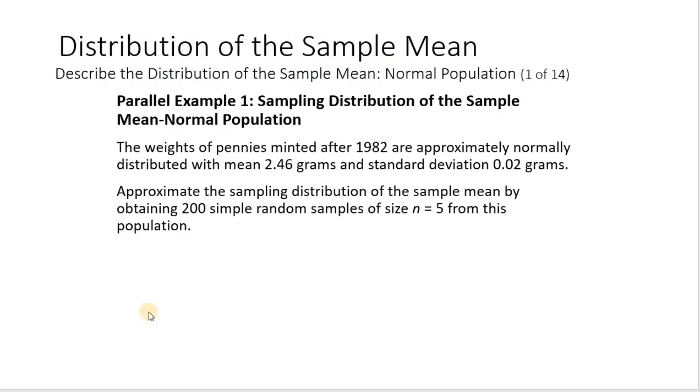Let's say we have this specific example. The weights of pennies minted after 1982 are approximately normally distributed with a mean of 2.46 grams and a standard deviation of 0.02 grams. Approximate the sampling distribution of the sample mean by obtaining 200 simple random samples of size n equals 5 pennies from this population.